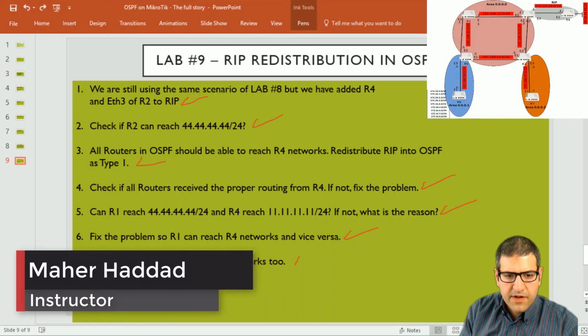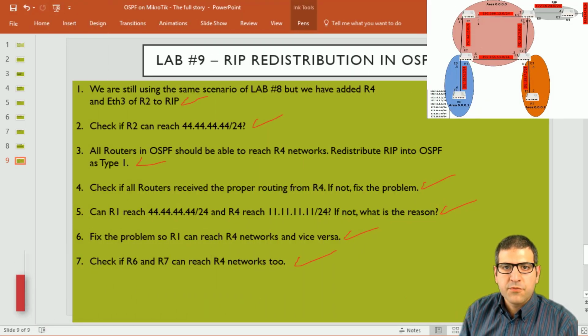So with this point, we have just finished completely the lab of redistributing RIP inside OSPF and vice versa, and we've also seen how to redistribute the connected network as well. I hope you enjoyed it, and I see you in the upcoming lecture.